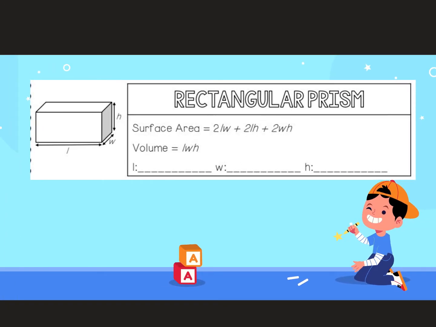So let's first remember rectangular prisms. We worked with rectangular prisms yesterday, but let's go here and remember that L stands for length, W stands for width, and H stands for height. And of course we have our formula here: 2 times the length times width, 2 times the length times height, and 2 times the width times height.